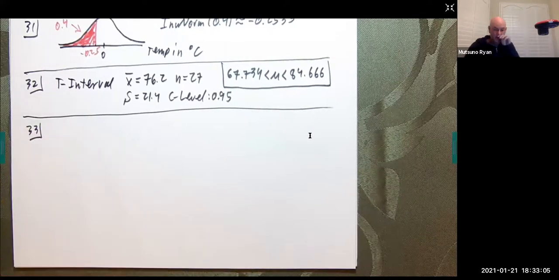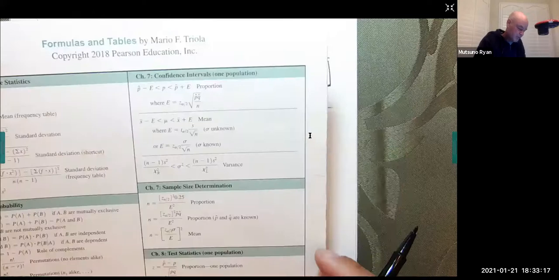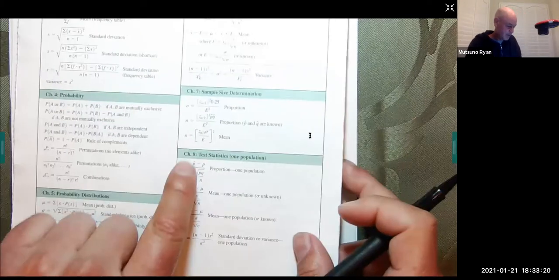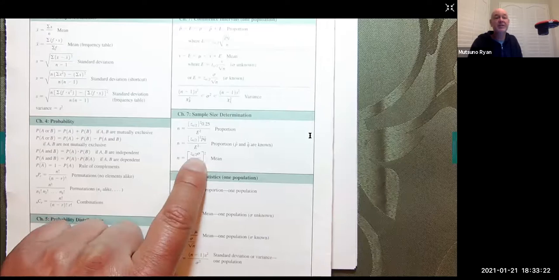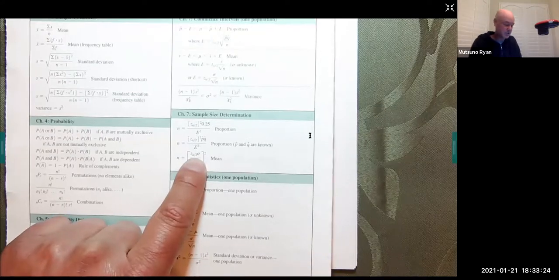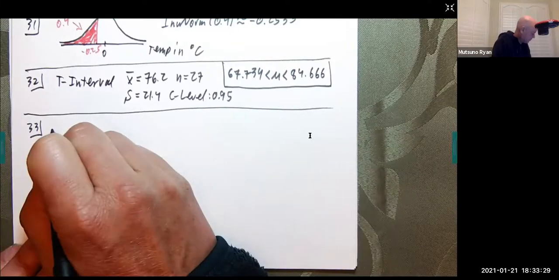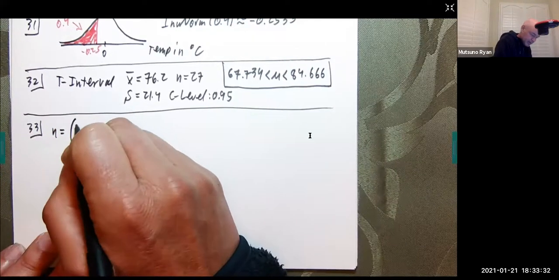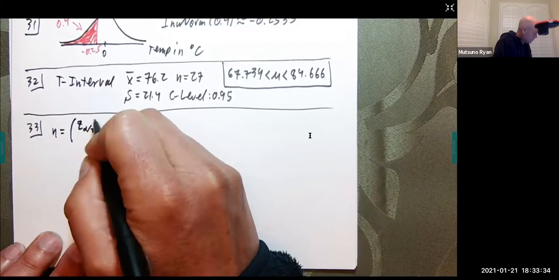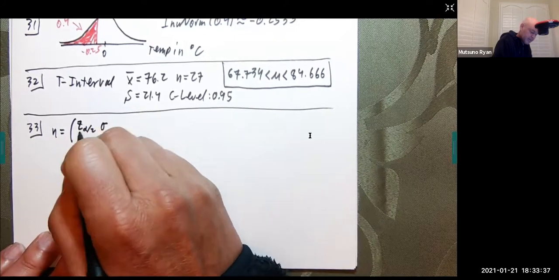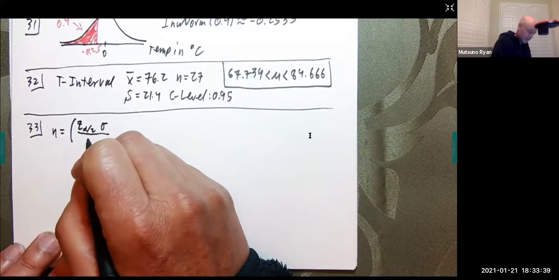33. So in this case, we're looking for a minimum sample size of an unknown population mean mu. Now, for this one, we're using this formula here. We don't have a snappy way of doing this. And the population standard deviation has to be known to be able to use this formula. So let me write down the formula. N equals Z sub alpha over 2 times population standard deviation over the error.